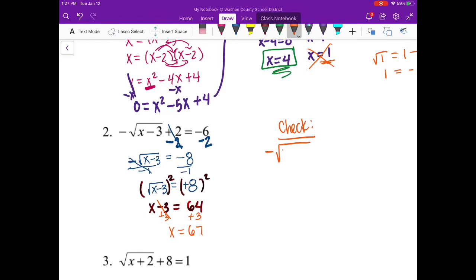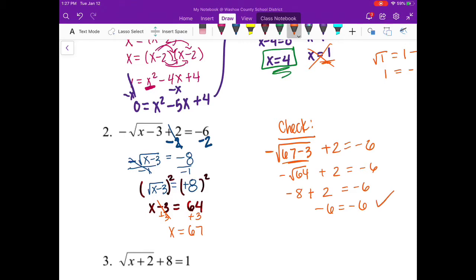So if I were to substitute in 67 in for x, here is what happens. 67 minus 3 is the only thing inside the radical, so be careful there. That's going to give me the square root of 64. There's a negative in the front, and then plus 2. Square root of 64 is 8, and there's a negative in the front, plus 2. That's negative 6 equals negative 6. Perfect. So my answer is 67.